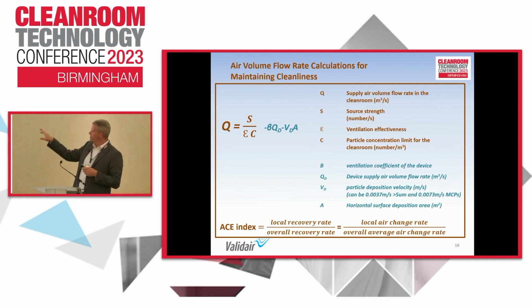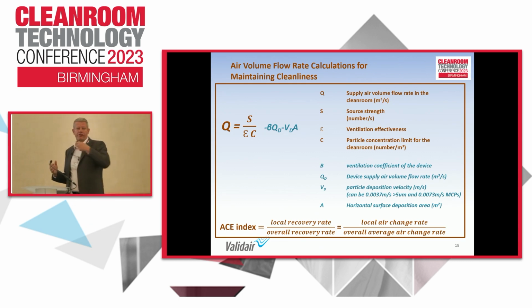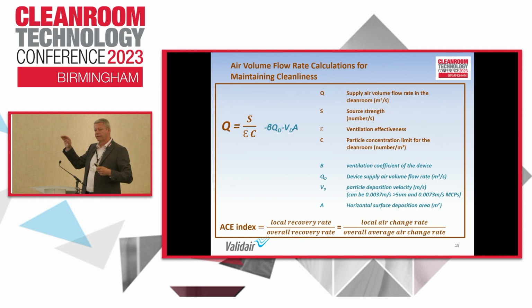That ACE index, which is the ventilation effectiveness, the local air change rate versus the overall air change rate, is actually the same as the local recovery rate by the total recovery rate. So the recovery rate at a particular location compared to the average recovery rate for a room is the same as saying the local air change rate against the overall air change rate.